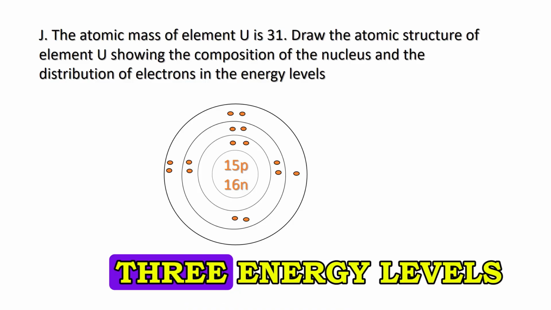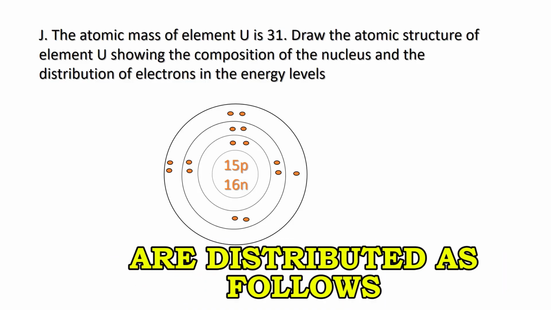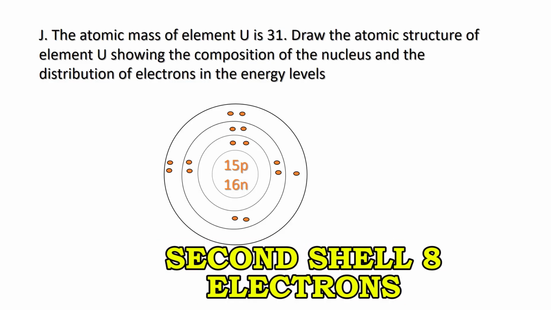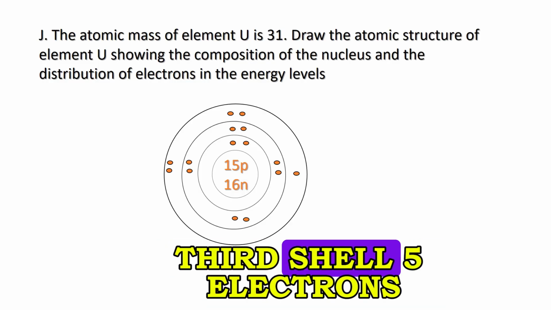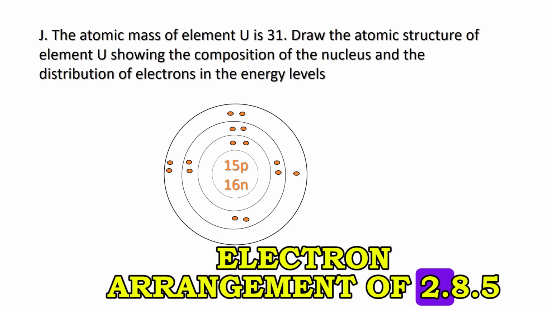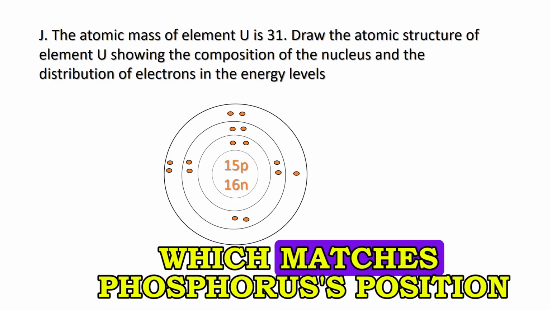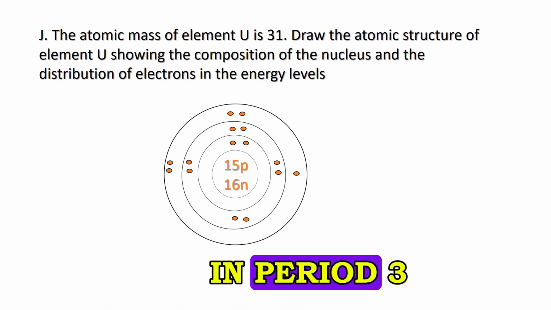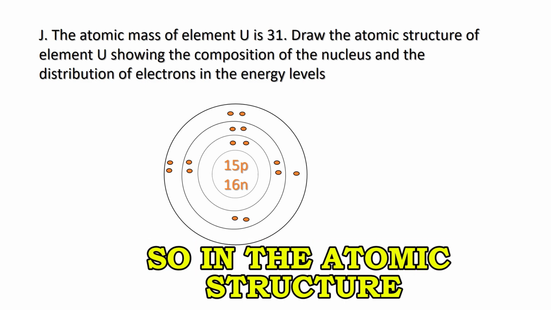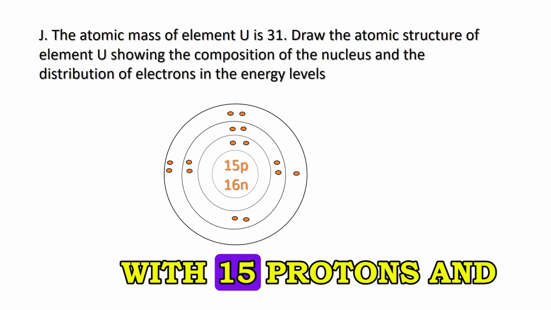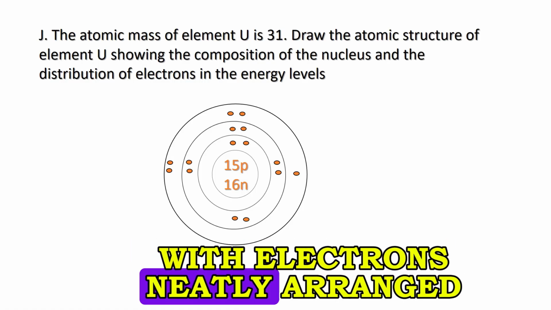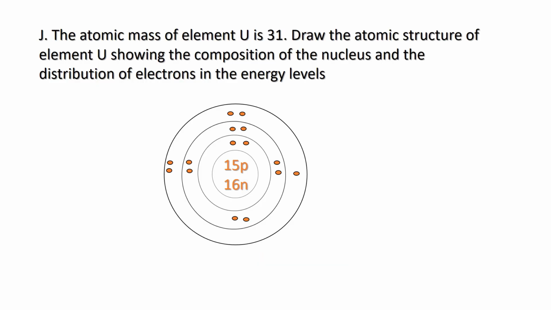Surrounding this nucleus are 3 energy levels where the 15 electrons are distributed as follows. First shell, 2 electrons. Second shell, 8 electrons. Third shell, 5 electrons. This gives a complete electron arrangement of 2, 8, 5, which matches phosphorus's position in period 3, group 5 of the periodic table. So, in the atomic structure, you see the nucleus with 15 protons and 16 neutrons, and 3 energy levels with electrons neatly arranged 2, 8, and 5.